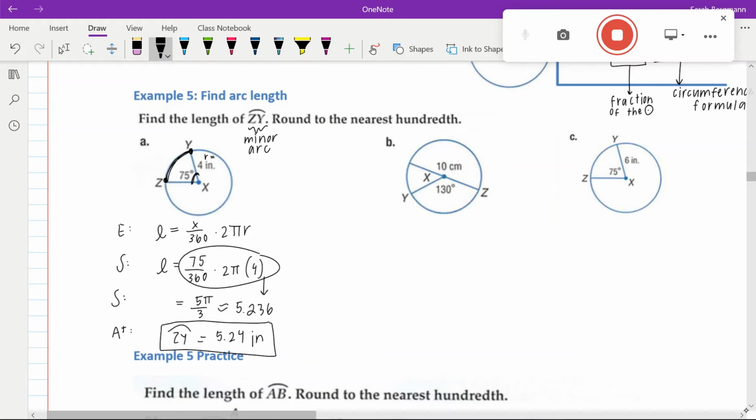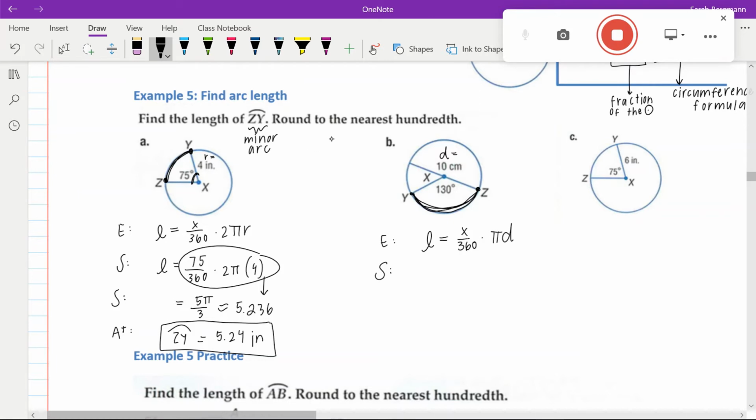All right, let's do another. Arc ZY is this arc here. This time they gave us the diameter, since it's going fully across the circle. So we'll use this equation. The arc length equals x over 360 still. That still gives you the fraction of the circle. But instead of 2 pi r for the circumference, we'll do pi times d.